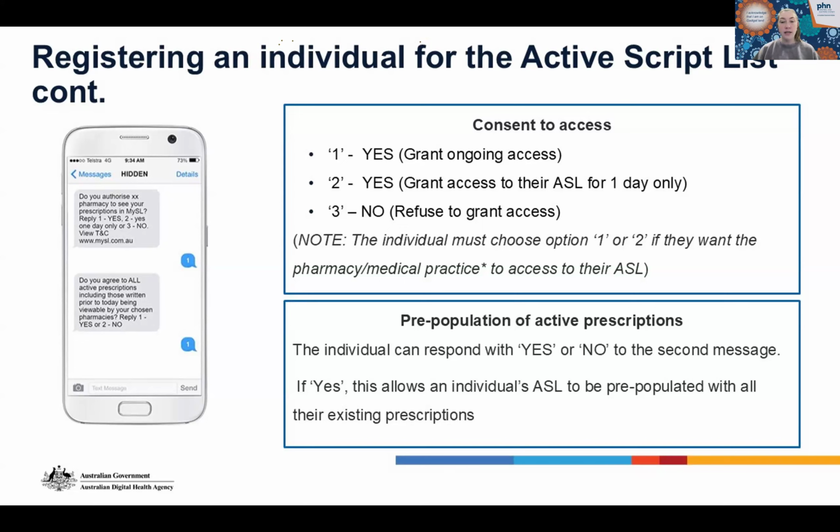Patient must grant consent to allow pharmacy or medical practice to access their ASL, and the patient can respond to these requests with three options. Number 1, grant ongoing access. 2, grant access for the ASL, but only for 1 day. And 3, refuse access entirely.